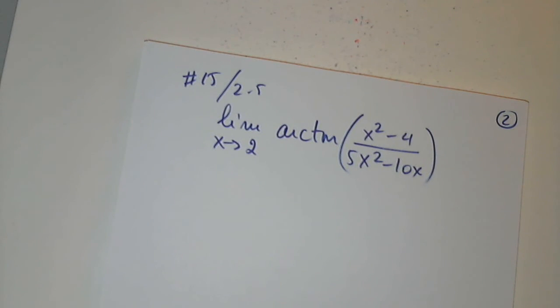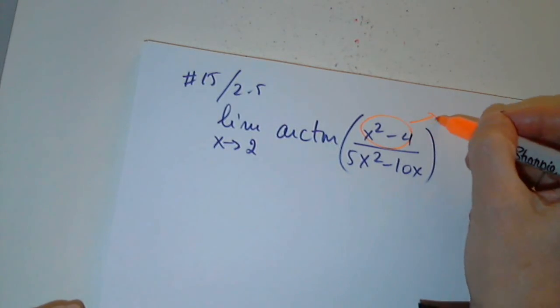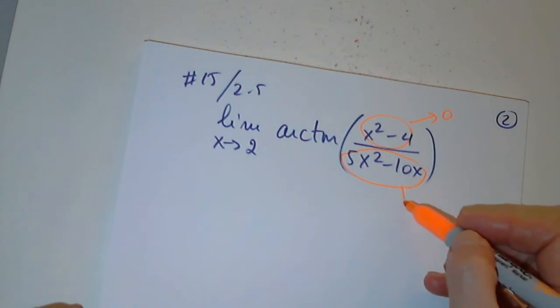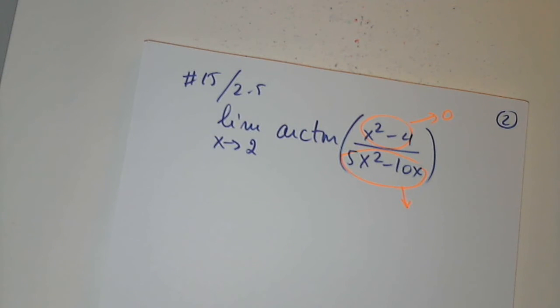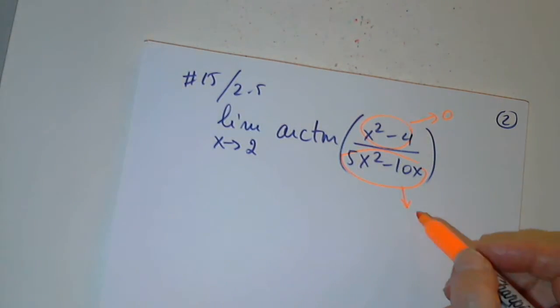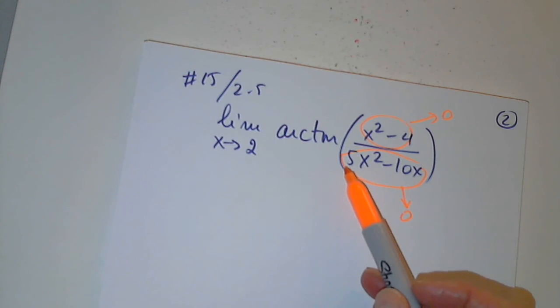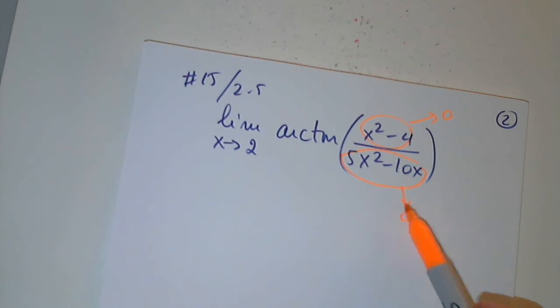The numerator goes to 0. Good. The denominator goes to, of course, 4 times 5 is 20, 10 minus 2 is 20, 20 minus 20 is 0. So what kind of situation is 0 over 0? Excellent, it's one of the indeterminate cases. So we have to do some more work.